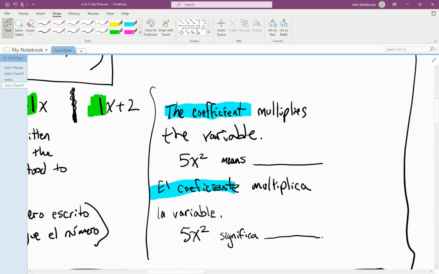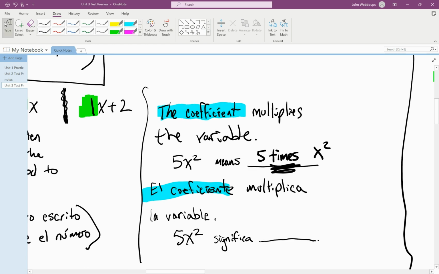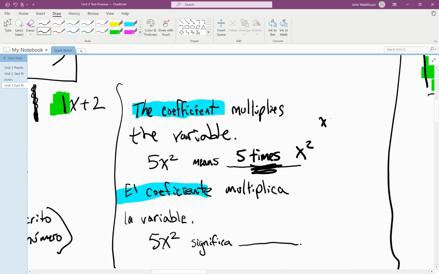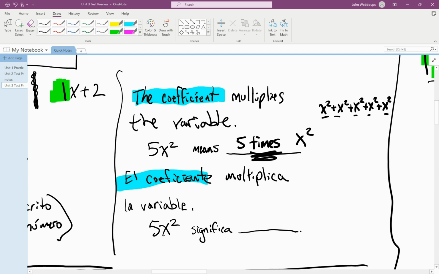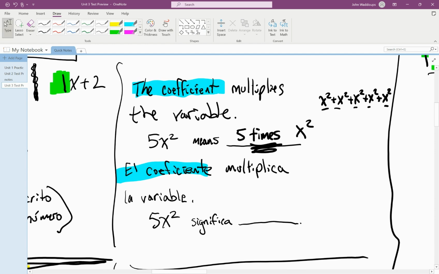The coefficient multiplies the variable. So 5x squared means 5 times x squared. And because it's multiplication, literally this is x squared plus x squared plus x squared plus x squared plus x squared, 5 times. 1, 2, 3, 4, 5. I have 5 of them. I have 5x squared. Que el coeficiente multiplica la variable. 5x a la 2 significa 5 por x cuadrado.